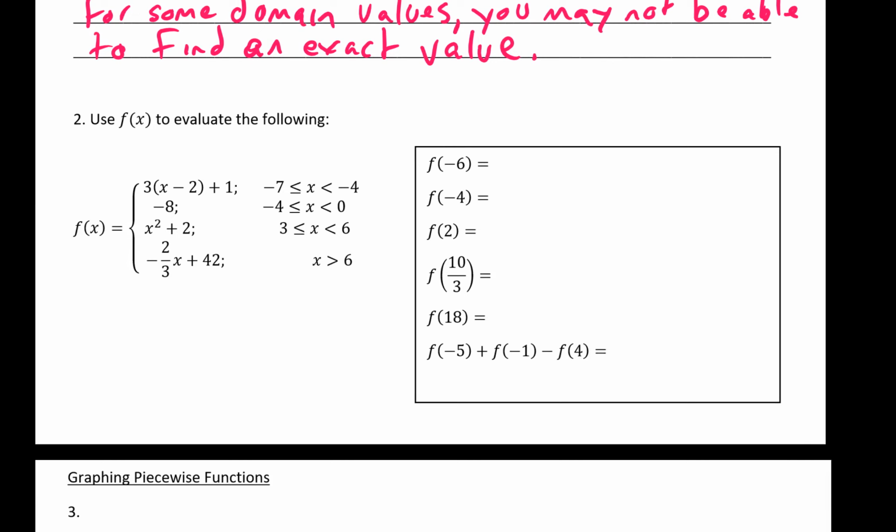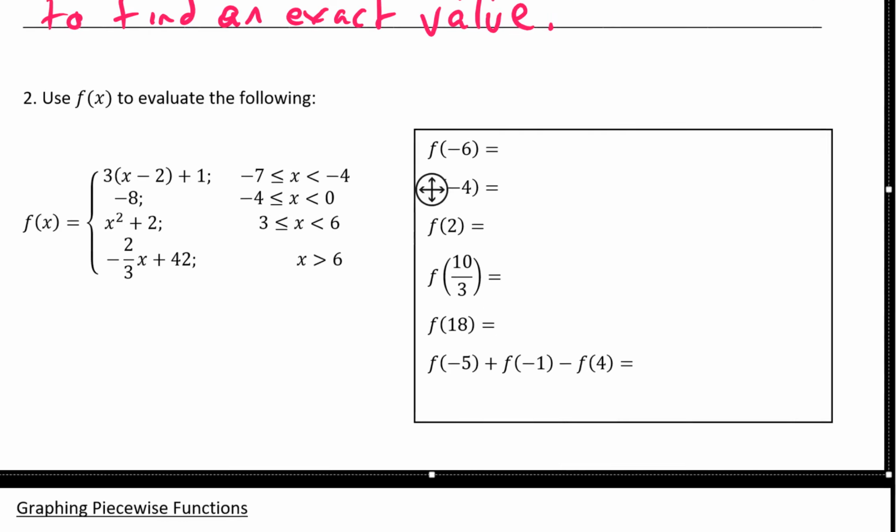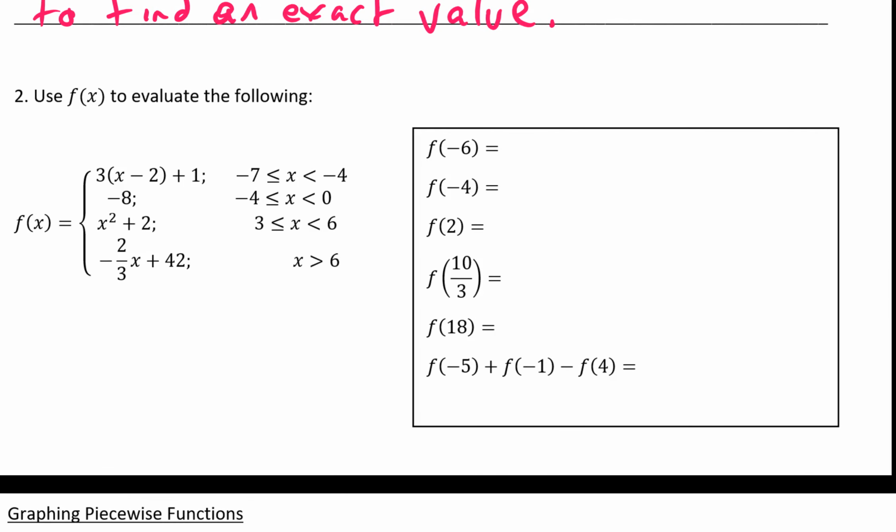now we have this. Okay, so now we're looking at just a piecewise function written like such. F of x is equal to 3 times x minus 2 plus 1 if x is in between negative 7 and negative 4, not including negative 4. F of x is equal to 8 if negative 4 is less than or equal to x is less than 0. F of x is equal to x squared plus 2 if 3 is less than or equal to x is less than 6. And f of x is equal to negative 2/3 x plus 42 if x is greater than 6. So if I'm going to look for f of negative 6, what do I need to pay attention to?